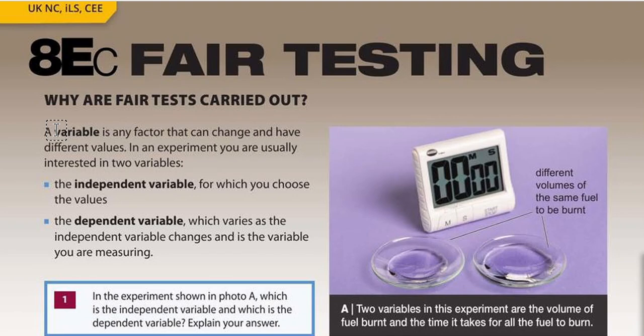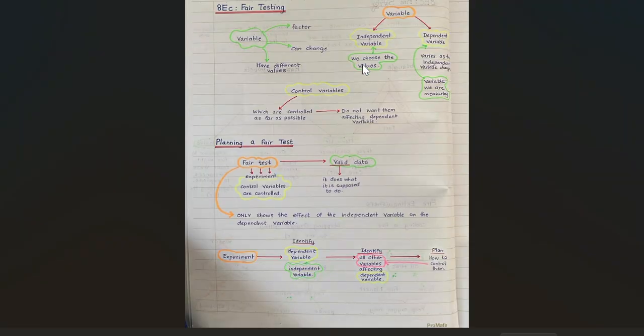Today's lesson is 8EC. It's about fair testing, and here in this lesson you are going to learn about variables, the types of variables such as independent variable, dependent variables and control variables. Right, so I have prepared a short note which will be easier for you to understand the basic things in this.